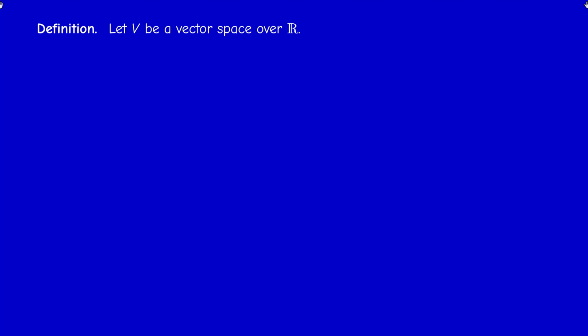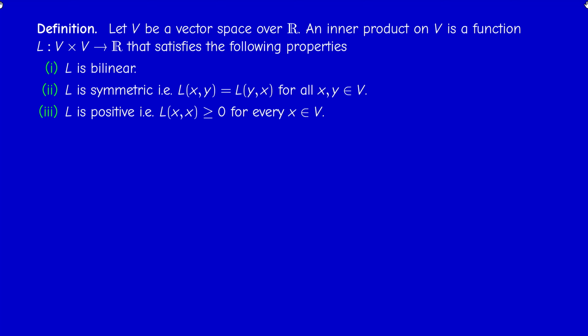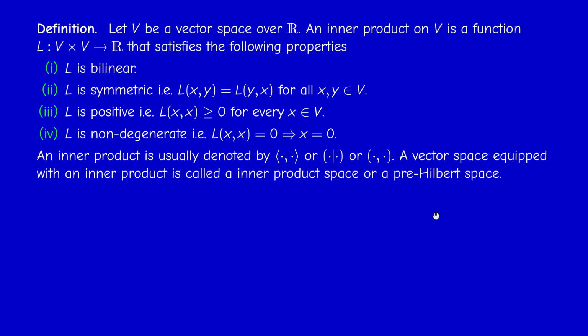First we have to define the notion of an inner product space, or a pre-Hilbert space. So an inner product or dot product over a vector space is a bilinear map which is symmetric, positive, and non-degenerate. Usually it's denoted by two brackets separated by a comma, or by a vertical bar, or two parentheses. A vector space equipped with an inner product is called an inner product space or a pre-Hilbert space.